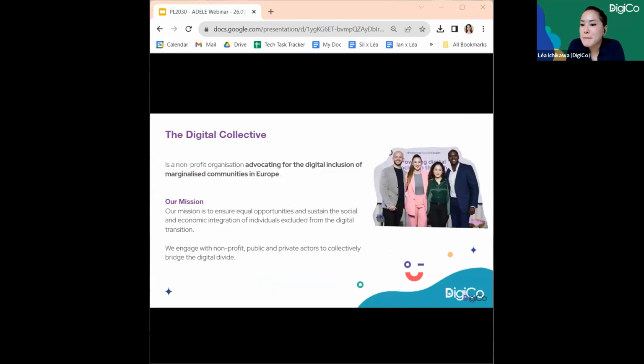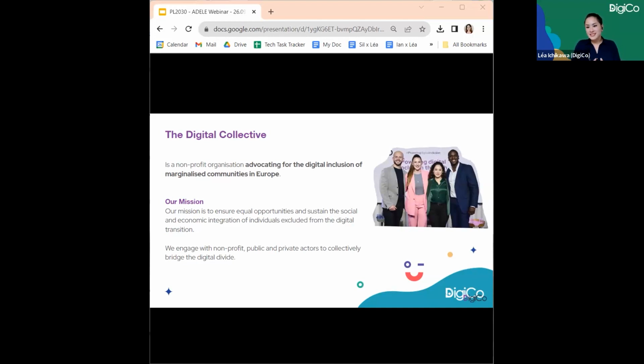Okay, so a bit about what we do at the Digital Collective and what our mission is, so that you understand where we stand and how we came across all those learnings and best practices. We are a nonprofit organization based in Brussels. We work at the European level for the digital inclusion of marginalized and vulnerable communities across Europe. Of course, when we talk about marginalized communities, it can mean a lot of things. I'm going to go through that in a moment. But basically, we work with people who have low digital skills or no digital skills at all.